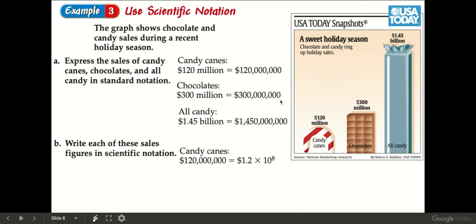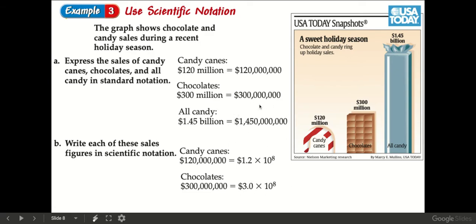Let's go to chocolates now. Again, here's the decimal place just to the right of the 0. I'm going to move it to the left 1, 2, 3, 4, 5, 6, 7, 8 places. So it's going to be 3.0 times 10 to the 8th power. Again, 3.0 is a number between 1 and 10.